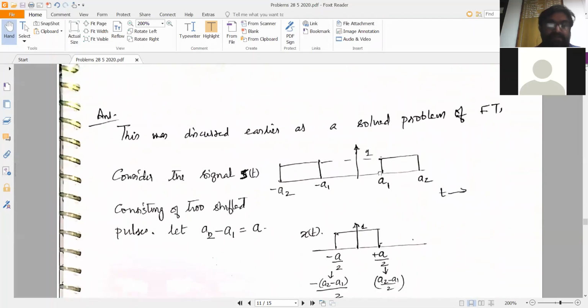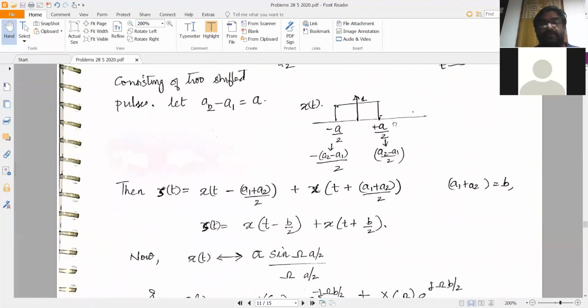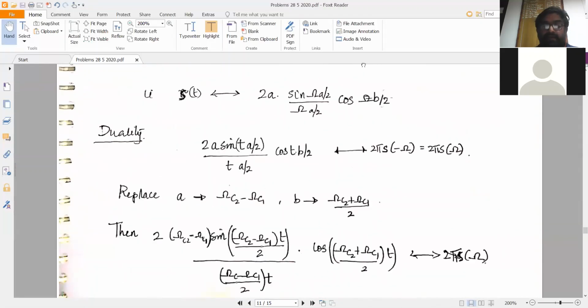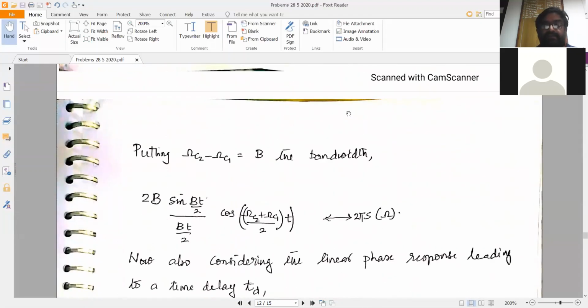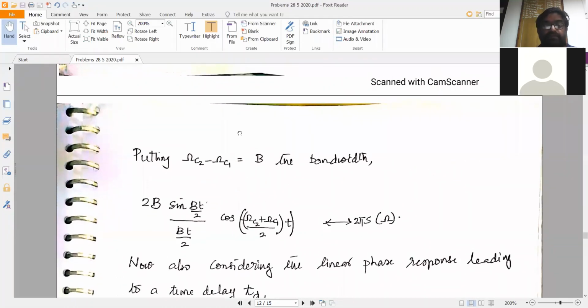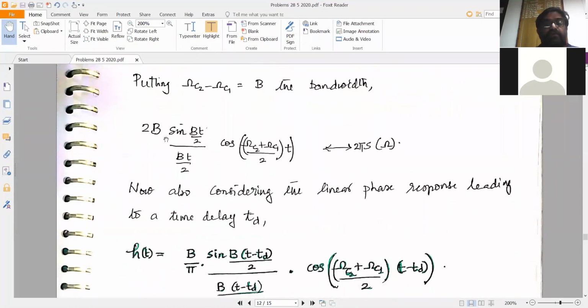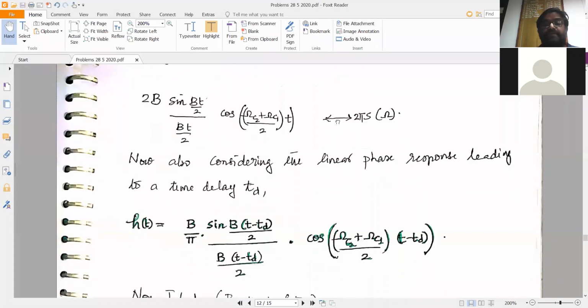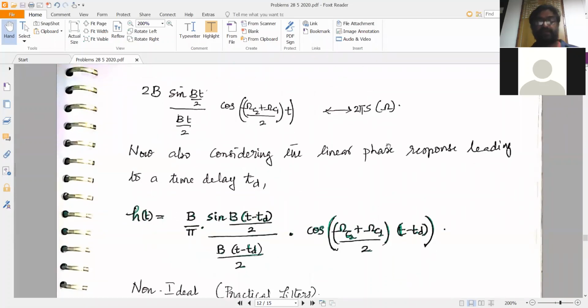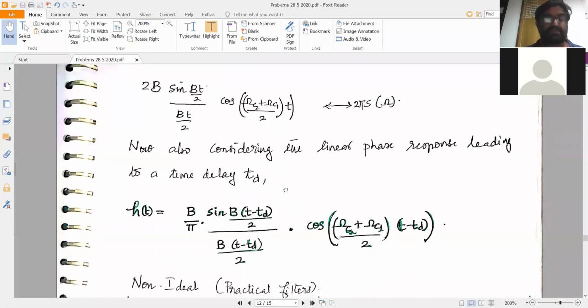For ideal filters, you have what is known as the absolute bandwidth. So the absolute bandwidth of the ideal band pass filter we will represent as capital B. So this now simplifies to 2B sin(Bt/2) by (Bt/2) into cos((omega C2 plus omega C1)/2 into t), which is the Fourier transform of 2 pi S of omega. Now, you also need to consider the linear phase response leading to a time delay Td.